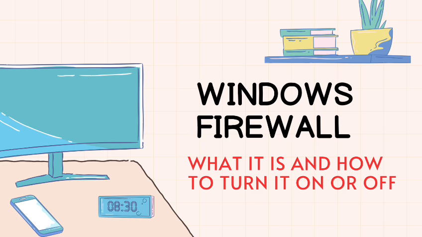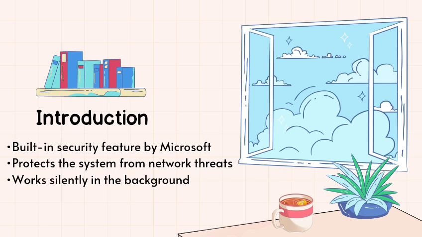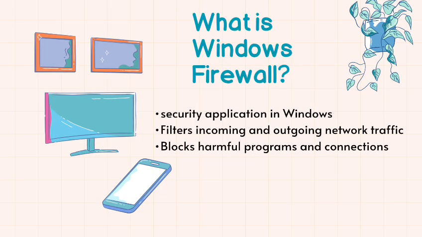So let's start. Windows Firewall is a built-in security feature that is provided by Microsoft. Its main job is to monitor and control network traffic that is coming into and going out of your computer. Whenever your system connects to the internet or a local network, data is constantly being sent and received. Windows Firewall checks this data and blocks anything that looks suspicious or harmful. The best part is it works silently in the background. You do not need to open it every day.